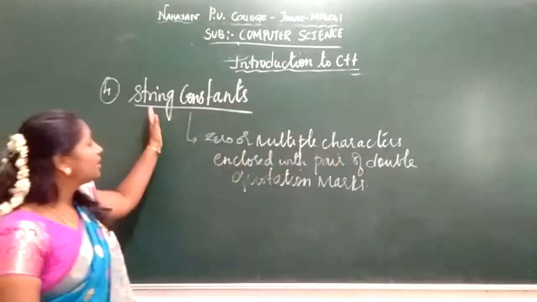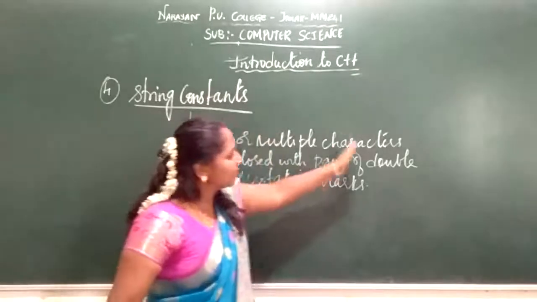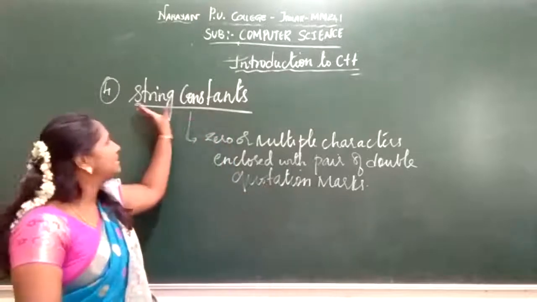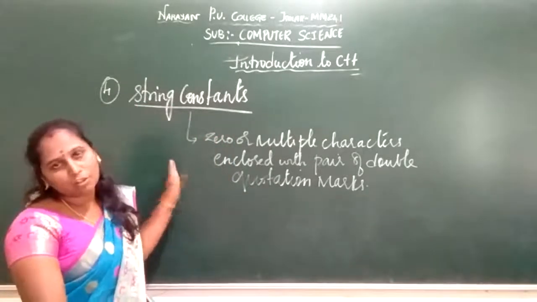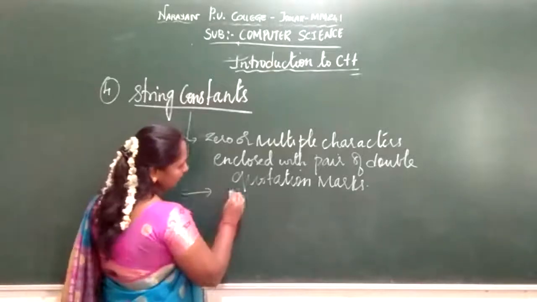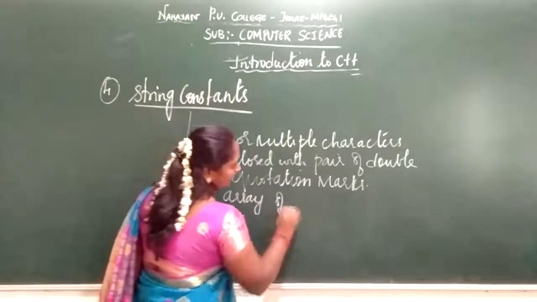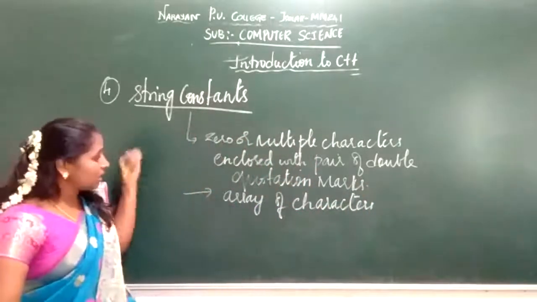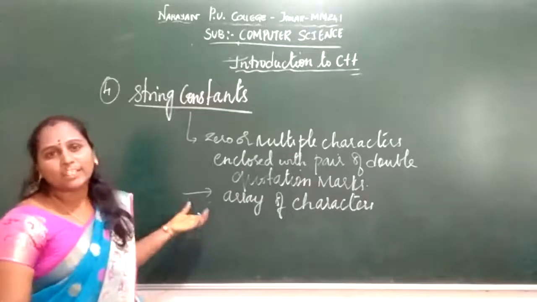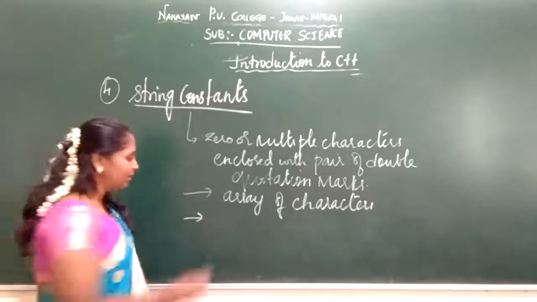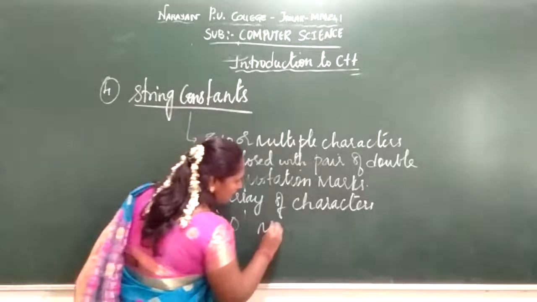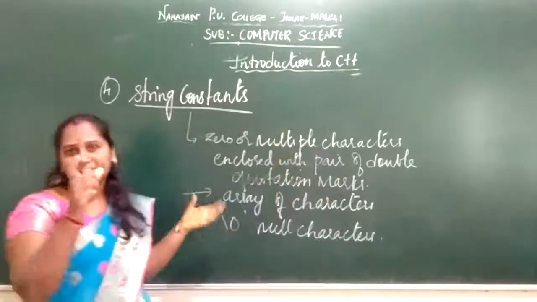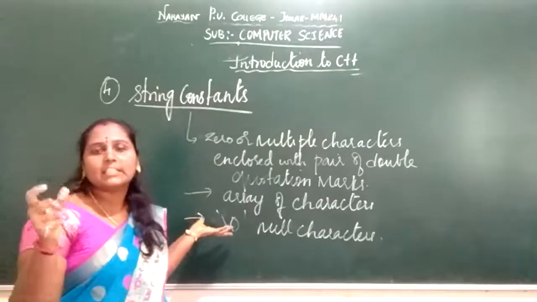What is this? String constant. A string constant may contain zero or multiple characters, that is a group of characters enclosed with a pair of double quotation marks. We call it the string constant. This string constant also acts as an array of characters. In a string constant, by default, the compiler specifies a null character. After the string is completed, it indicates this is the end of the string.